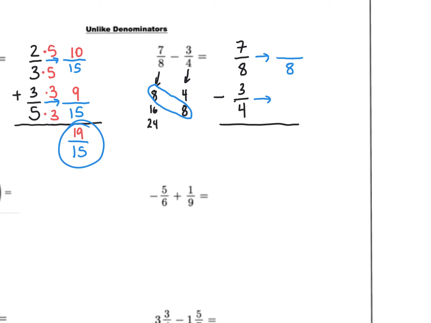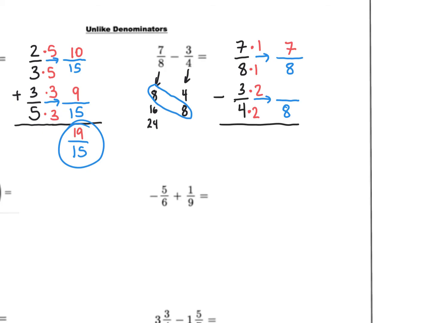So I go 8 on the bottom here, and I have to ask myself the same question: what do I multiply an 8 by in order to get an 8? And that number is going to be a 1. So the numerator remains unchanged. And what do I multiply a 4 by in order to get an 8? The answer is 2. And so, here we go.